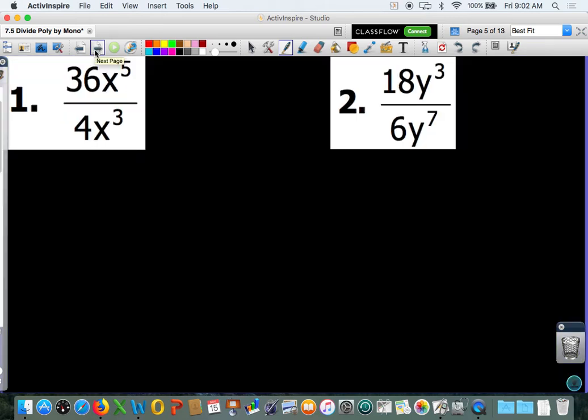All right, number one is review from your power rules, the quotient rule that we learned in chapter 6. So, to start, and a little bit of review, we will start by dividing 36 divided by 4. Well, 36 divided by 4, recall, you should know, is 9. Then we have the same base, x and x, so we will subtract our exponents. Keep the x, 5 minus 3 is 2, so 9x squared.